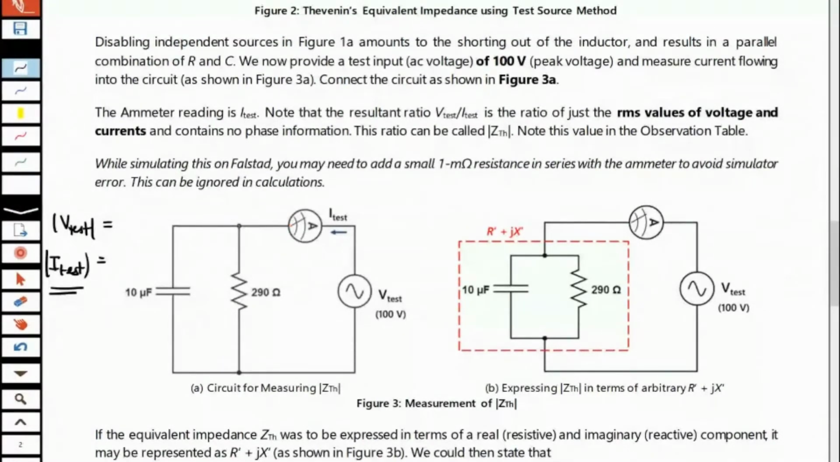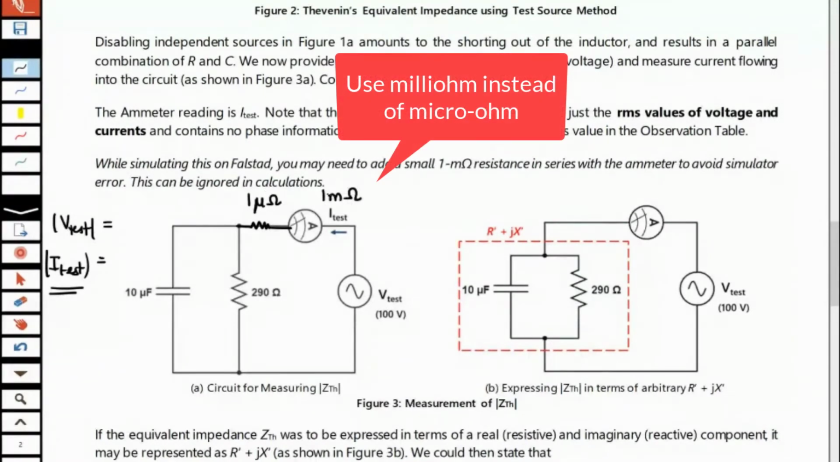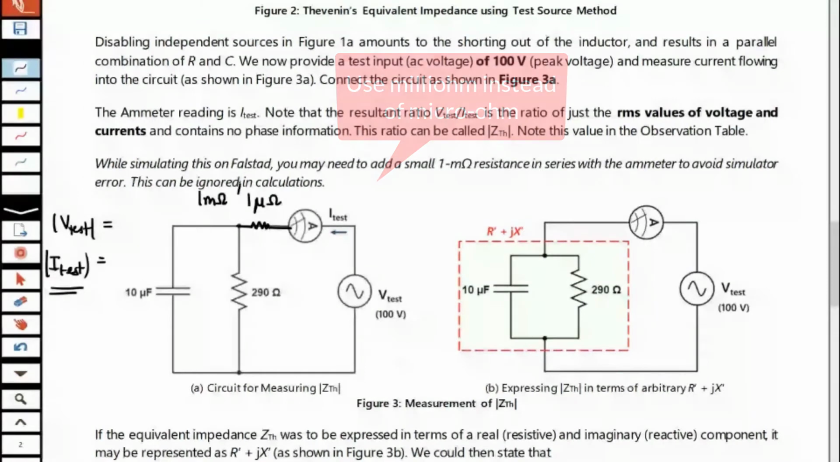You will need to connect a very small value, maybe 1 micro ohm or 1 milli ohm, very small, almost negligible, just for the sake of Falstad. Because the value is so small, it will hardly have any effect on the current value. It's almost as if it's a plain wire. This is an important thing to remember while doing this experiment. On Falstad, you will have to take a very small resistance, otherwise it will not work.